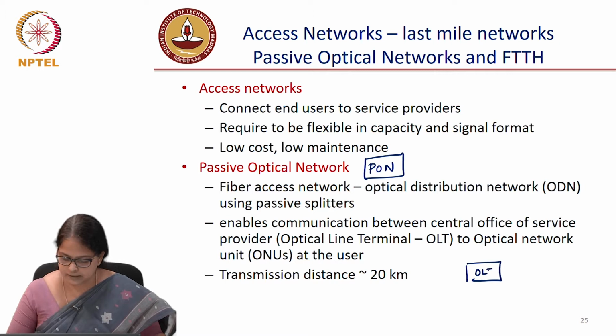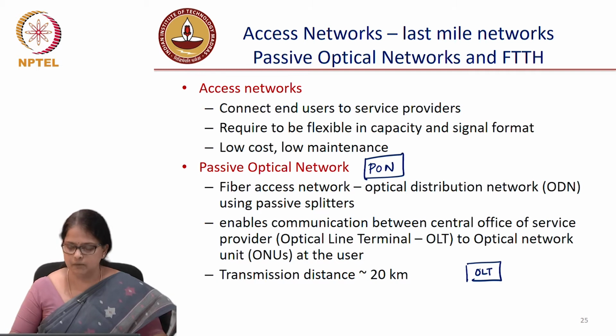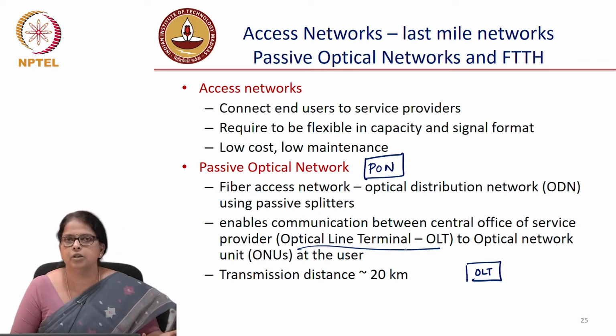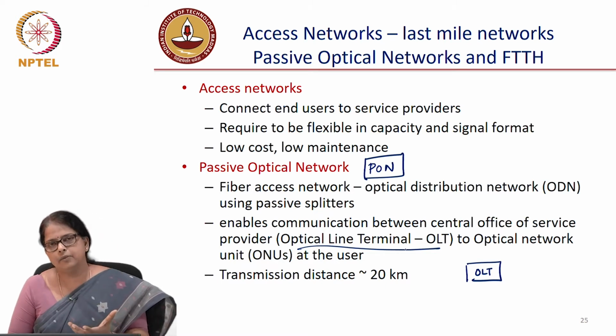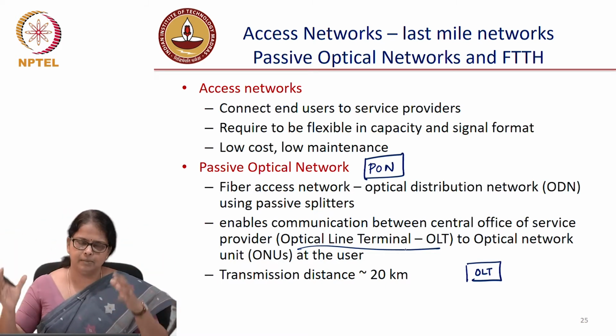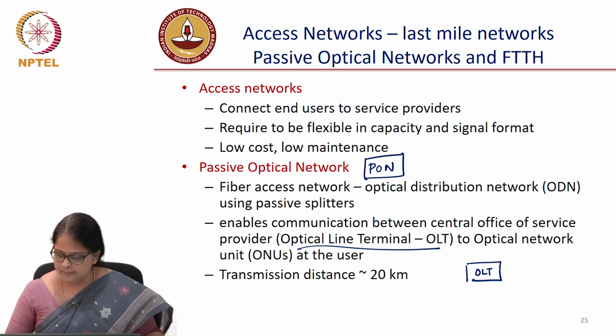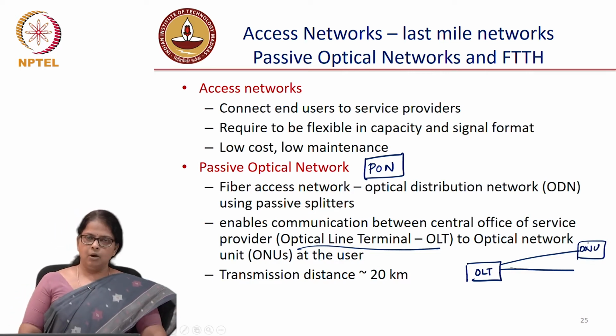And it enables connectivity between what is called the OLT, the optical line terminal, and this line terminal is the central office of your service provider. So whoever is a service provider in your locality, they will have a central office. It's not like a big office or anything. It will be a shed where this equipment is kept protected, and from there you get connectivity to your individual user units, which are called ONUs.